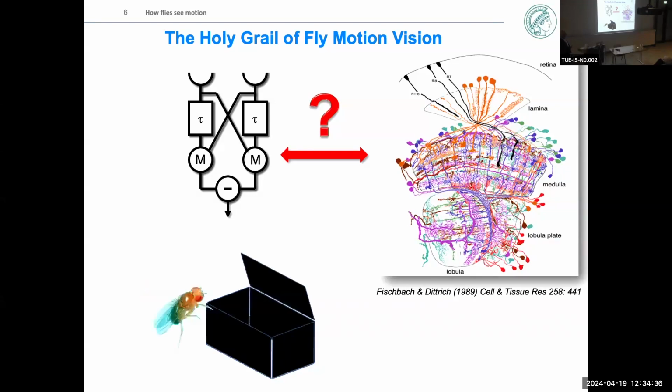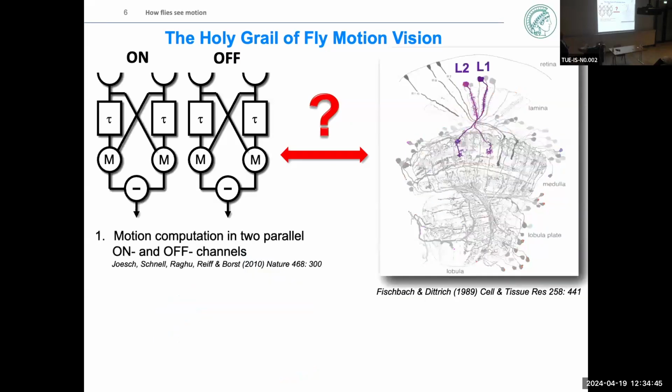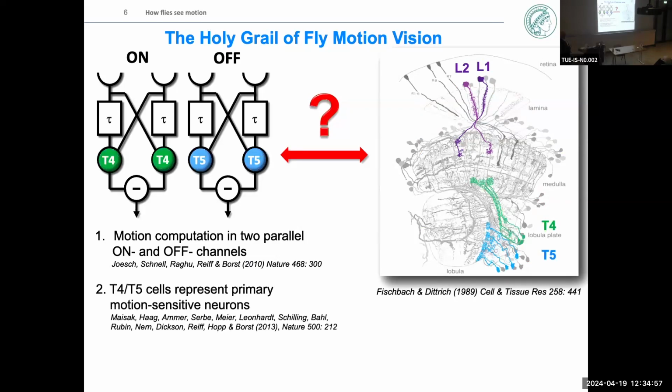And it helped us open the black box. And we made a number of discoveries. First thing was that we found that motion is detected in the fly visual system in two parallel on-off systems, just as had been suggested by Nicola Franceschini before. Second thing was that we found the neurons that are equivalent to these multipliers are the T4 and T5 cells in the fly visual system.